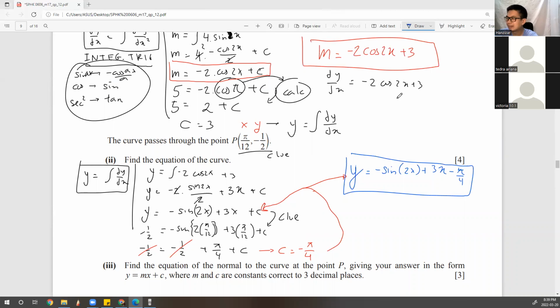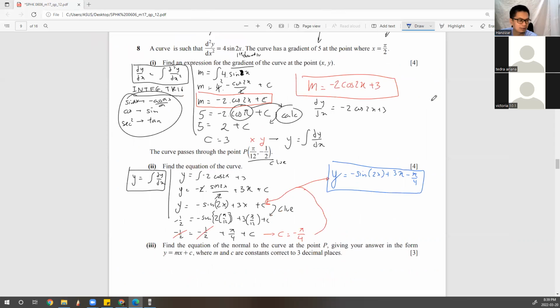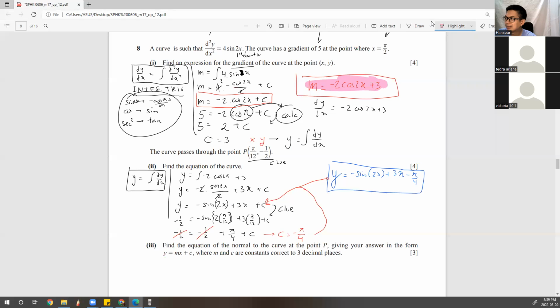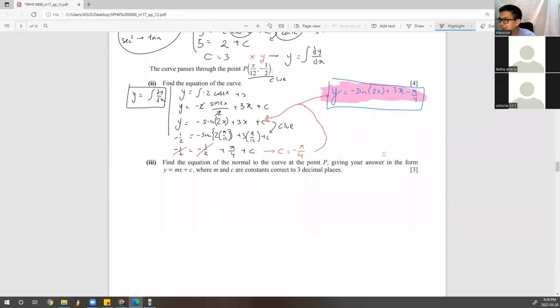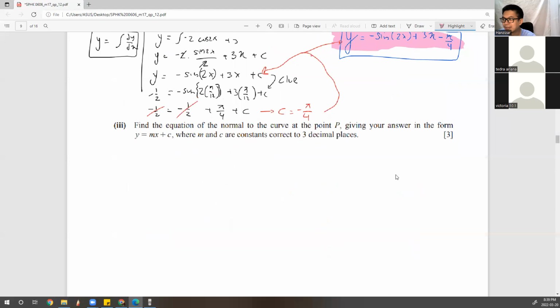Okay, next, do you have any question for part 1 and part 2? So it's the first integration and the second integration. If no, we want to close the question of number 8 by looking at the third part. So this is the answer. This will be the answer also. Okay, Microsoft Edge is quite convenient to write on the PDF easily.